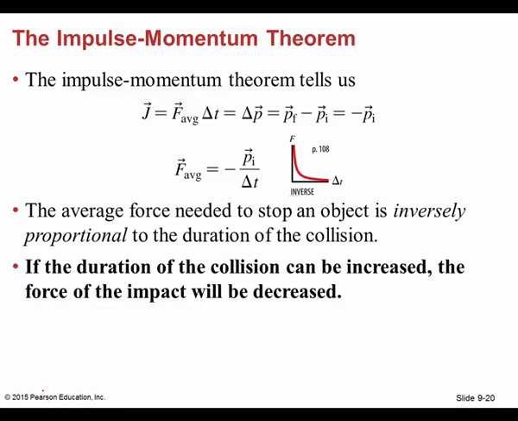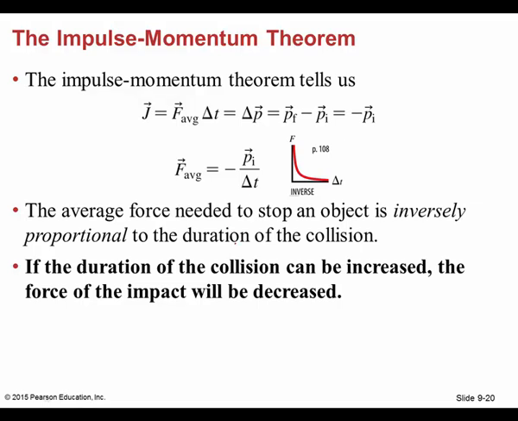All right, and here again, just showing you that the impulse momentum theorem tells us that the average force is equal to the negative of the initial momentum divided by the time interval. So the average force needed to stop an object is inversely proportional to the duration of the collision. Now, what are we talking about here? Look, if the duration of the collision can be increased, the force of impact will be decreased. Now, what are we saying?